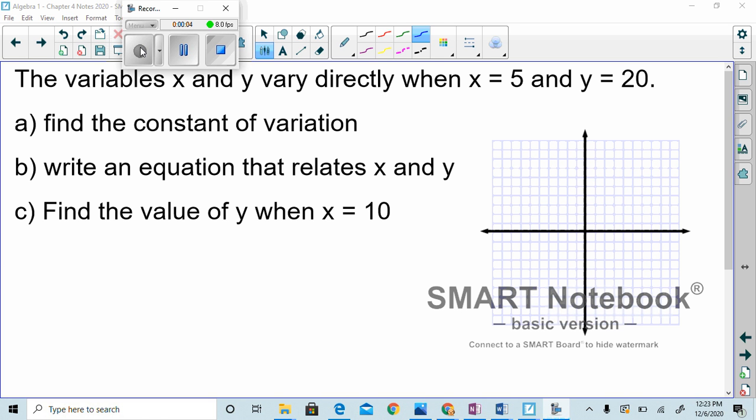Before we move on today to a new lesson, let's go back to our lesson from last week. We were talking about the model of direct variation, y is equal to kx. So that's where we'll pick up.